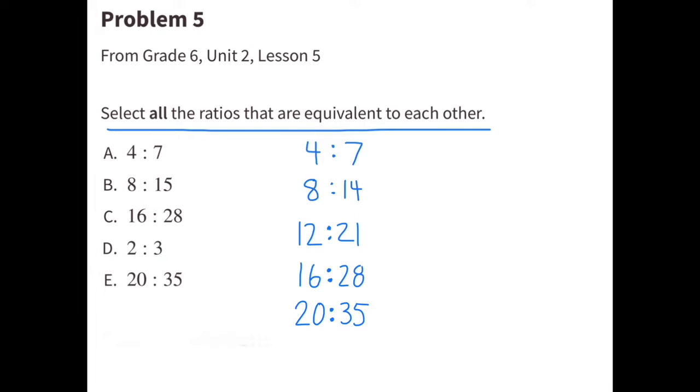Now select all the ratios that they provided that are also in the ratio list that I created. A, 4 to 7, C, 16 to 28, and E, 20 to 35.